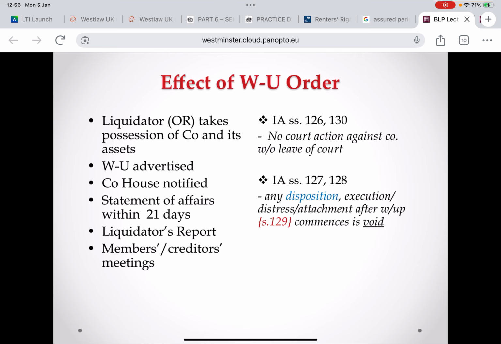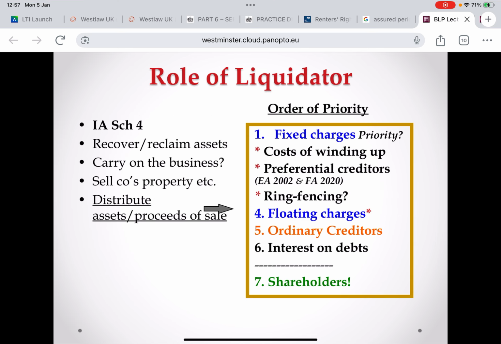So some interesting sections there, and I particularly draw your attention to section 127. Any disposition of property made by a company against which a winding up order has been made in the window between the date of presentation of the winding up petition and the later date of the order, is void unless ratified by the court. The role of the liquidator.